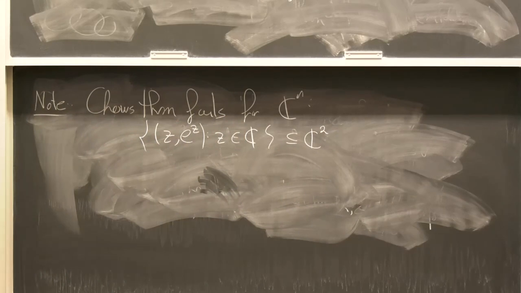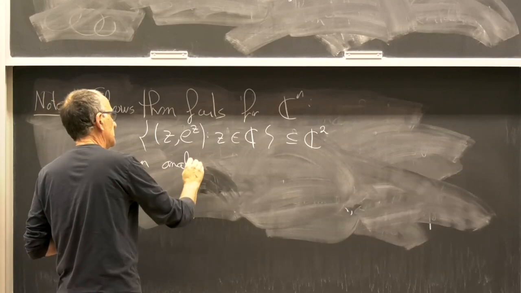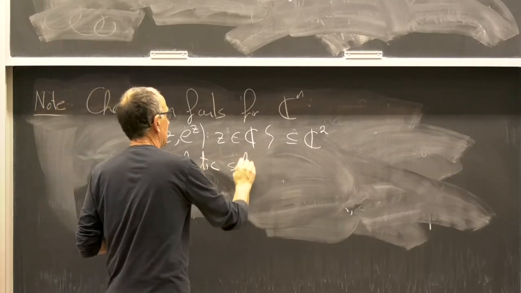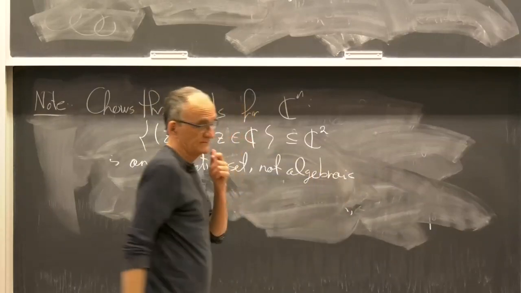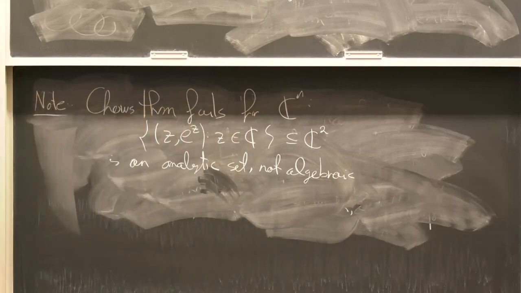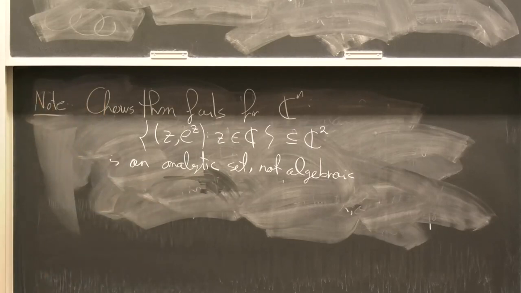It is the zero set of the function y minus e to the z, an analytic set, but of course not algebraic. But of course it's not definable. I mean, this is just abstract. Chow's theorem is an abstract theorem with no definability, at least a priori, although one can formulate that.